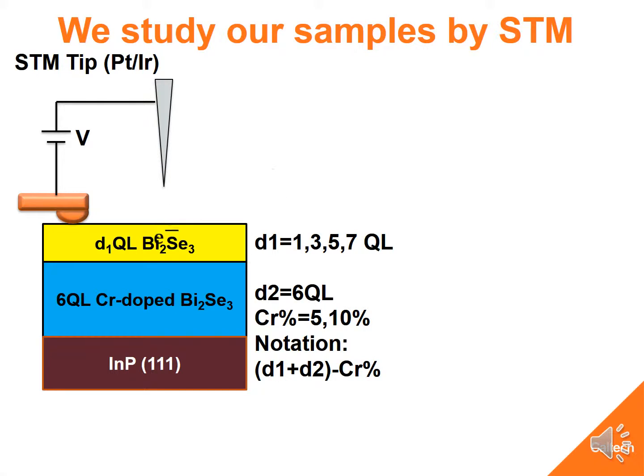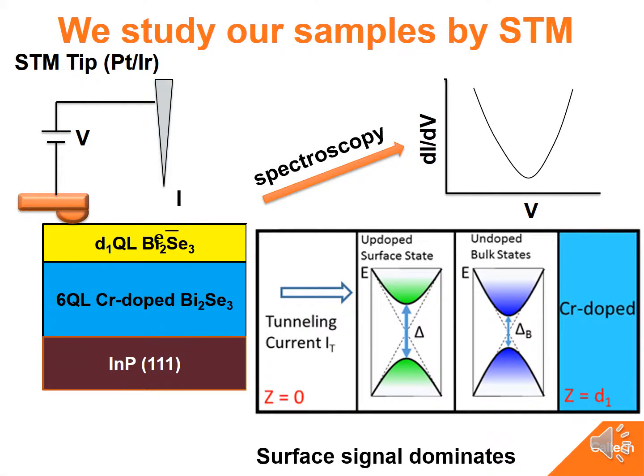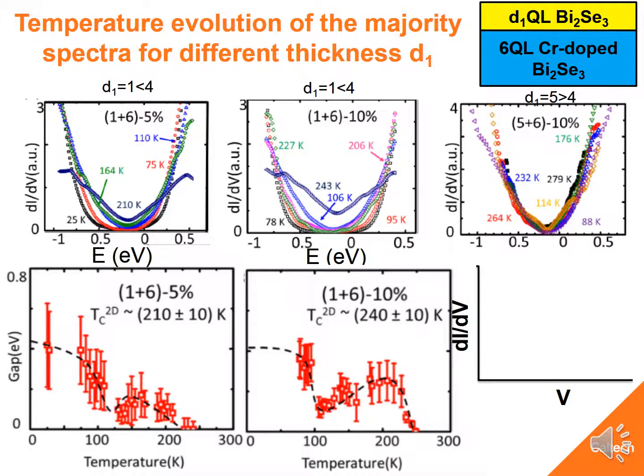With STM being a surface measurement technique, the largest gap due to the surface state is the measured gap. We recorded the evolution of the spectroscopy and gap as a function of temperature and top layer thickness D1. The evolution of the spectrum differs according to D1 thickness. If the top layer is more than 4 quintuple layers thick, we can see that the spectrum remains gapless and Dirac-like for all temperatures, as we expect for pure bismuth selenide.